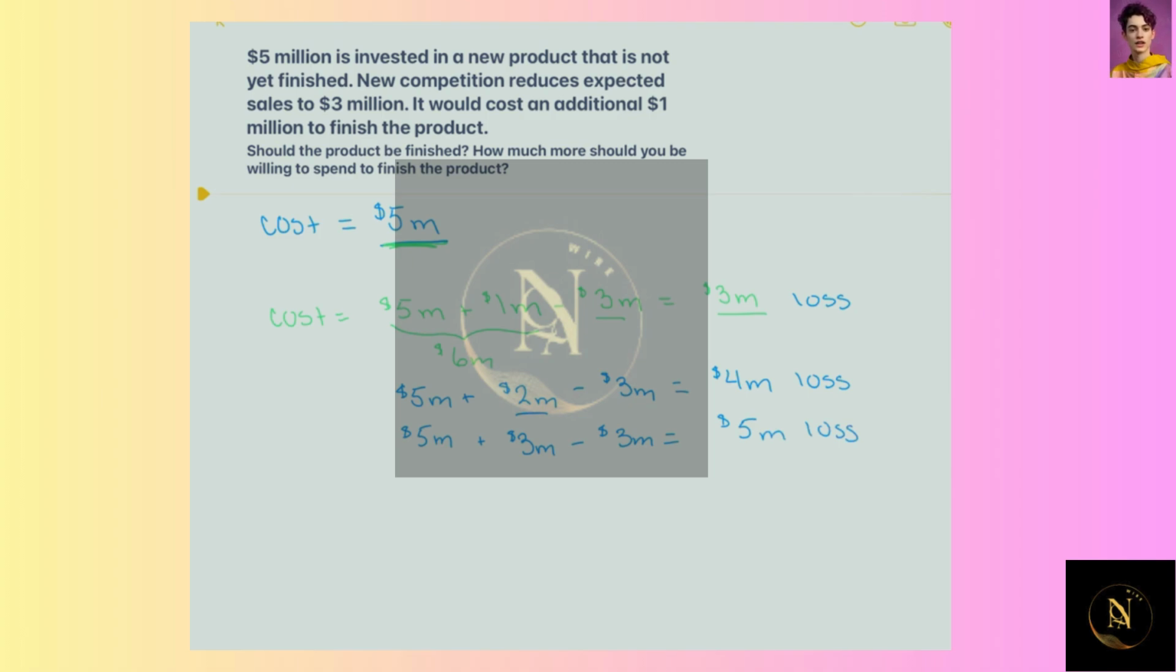So if we go anywhere above this $3 million to finish the product, we're going to end up losing more than we would have by choosing not to finish it, which means that we should finish the product, but only if our cost does not exceed $3 million to finish it. So we can say that if the cost to finish is at least less than $3 million. Any more than $3 million, and we're going to lose more than the $5 million we would have by not finishing the product.